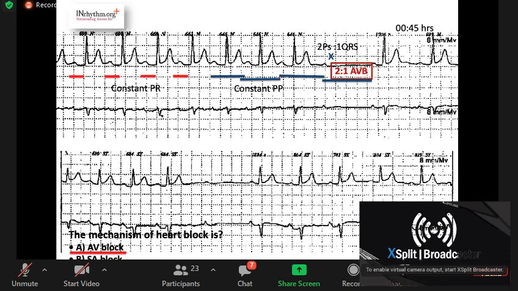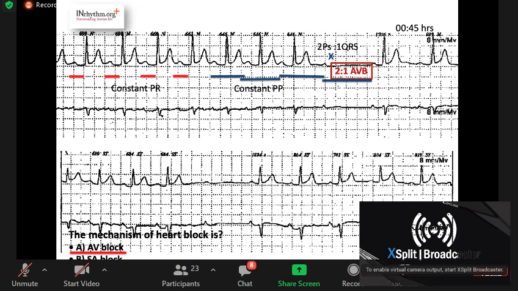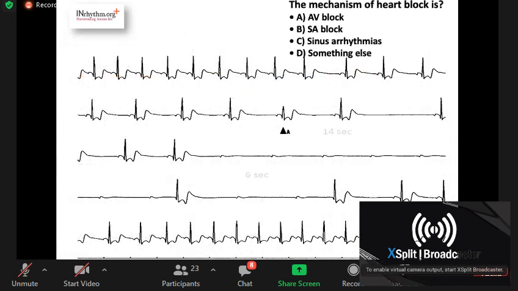Now you will say, why is this not an SA exit block? Any answer? For an SA exit block, type 1, you need to have a decrease in the PP interval. For type 2, you will have absent conduction, but the PP interval, if you look, should be exactly the double. So this is a 2-to-1 AV block. What is happening here? Any volunteer?